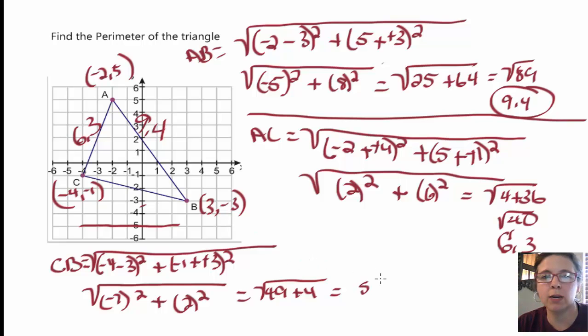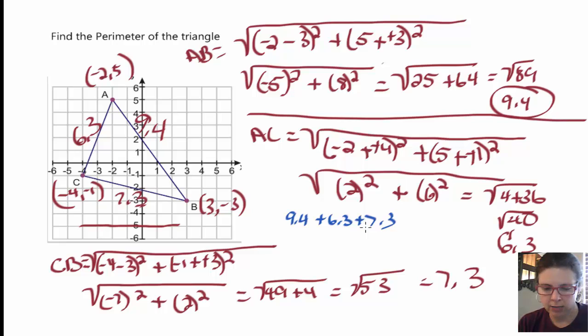So the square root of 53, which is, I don't know, 7 point something. 7.3. So right here is 7.3. So then it asks for the perimeter. You would take 9.4 plus 6.3 plus 7.3. Obviously this is an estimation. And you would get 23. This one happens to turn out nice and neat with these estimations. So 24 would be the perimeter. Okay, that's it.